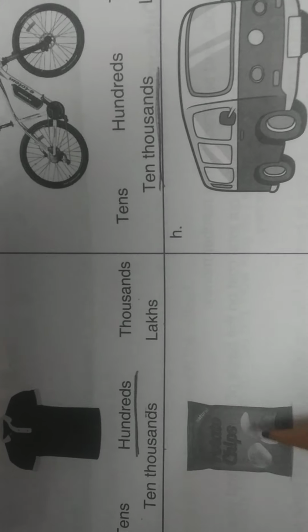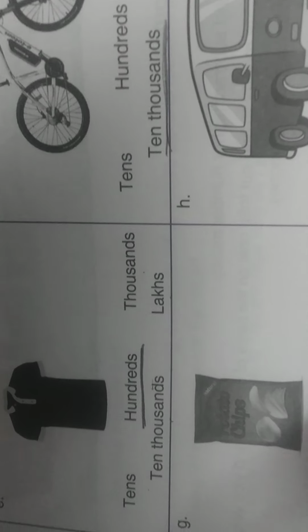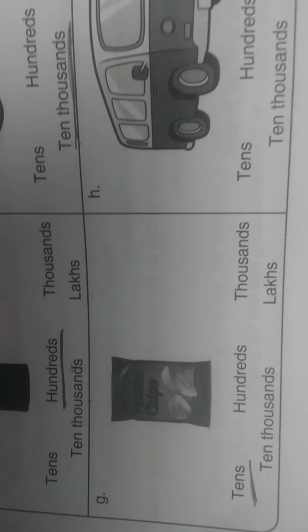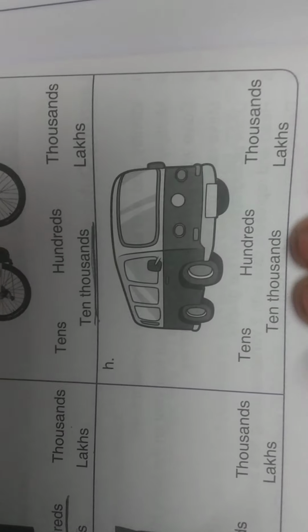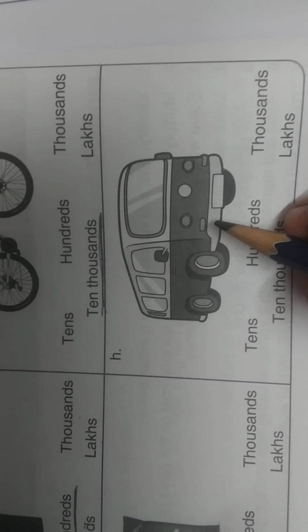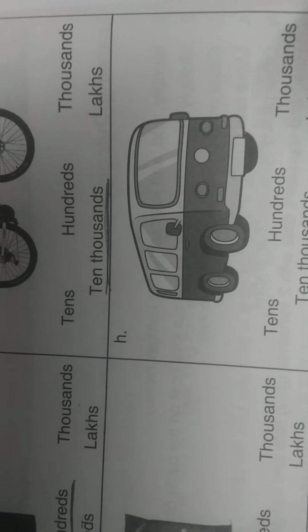Next one is potato chips. So potato chips will be in the tens. It can be 10 rupees, 20 rupees, 5 rupees like that. So tens is there. Now this one is a bus. So a bus would be 10 lakhs.